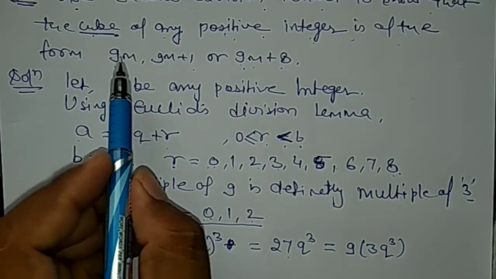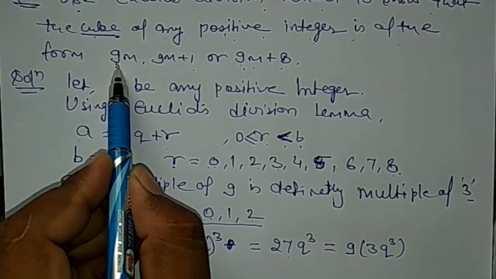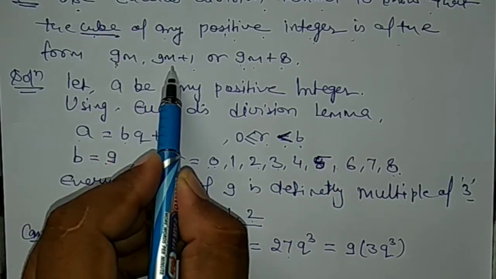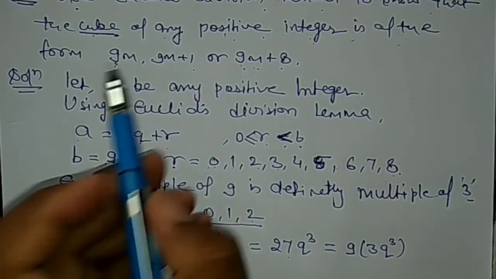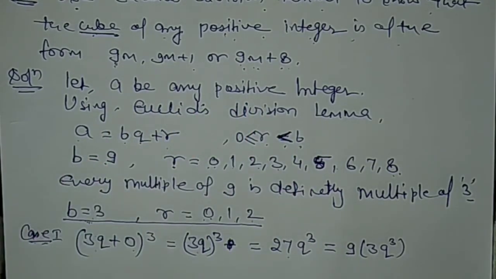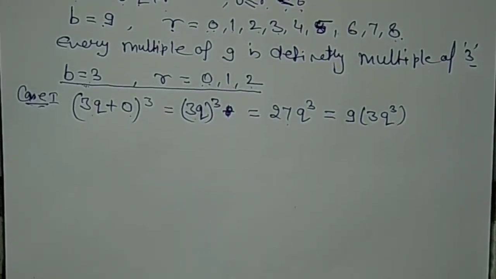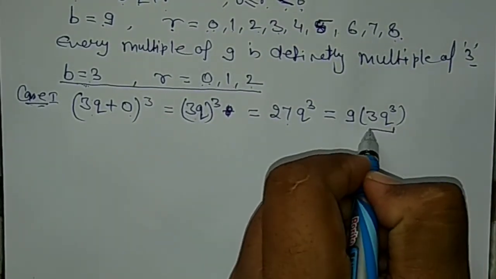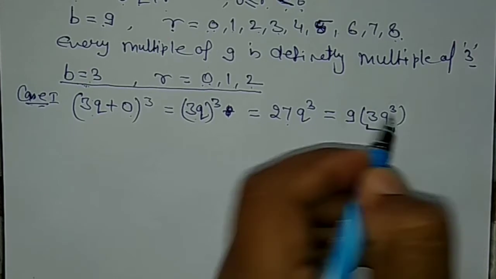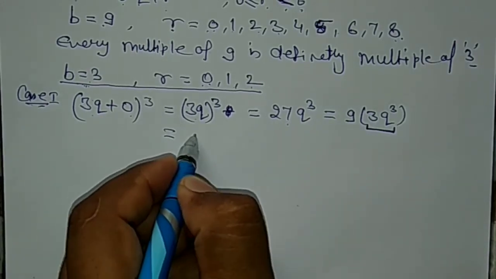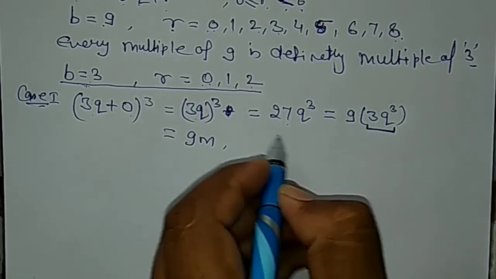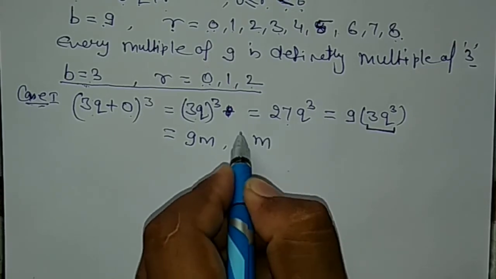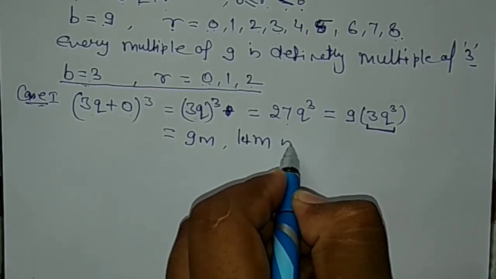Why am I writing like that? Because we have to show that the cube is 9m, 9m plus 1, or 9m plus 8. That is why I am writing this as a multiple of 9. Now I am assuming this as m, so I am writing 9m, where m is any integer. Let m be any positive integer.